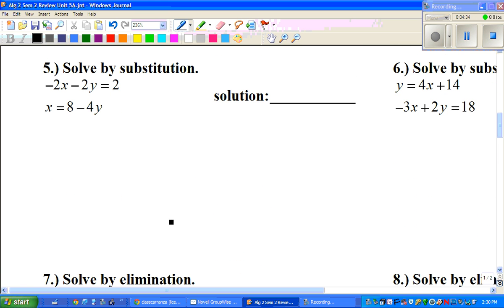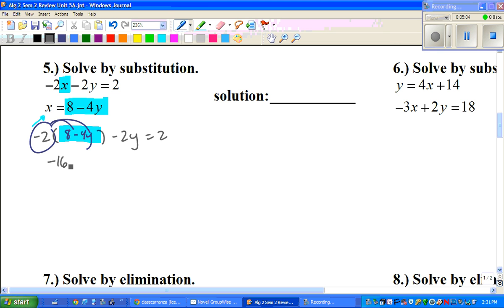Okay, number 5. Same thing. We're going to find our variable that's by itself, and that's where we're plugging in the information. Okay? So we have negative 2 minus 2y equals 2. And that's where we plug in 8 minus 4y. Distribute. Negative 2 times 8 is negative 16. Negative 2 times negative 4 is positive 8y, minus 2y equals 2.